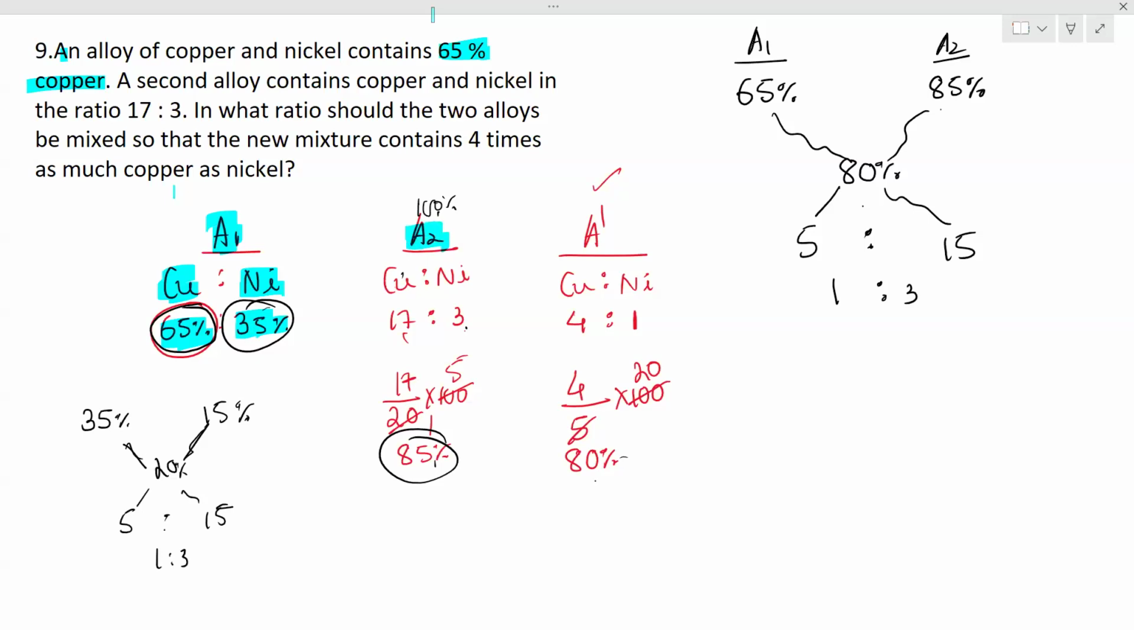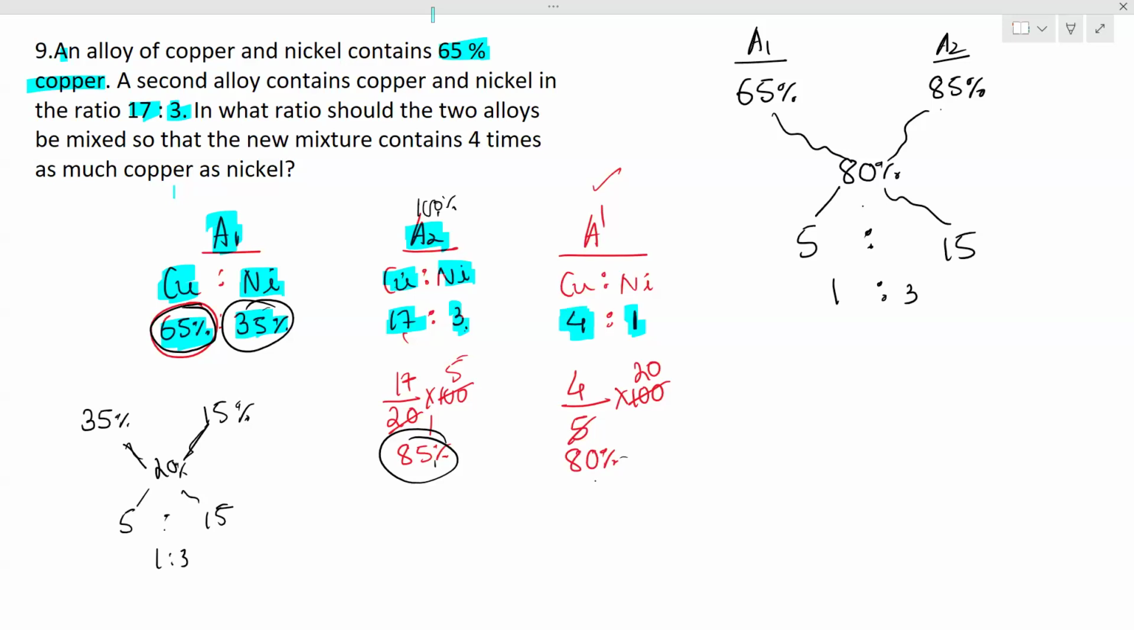There is another alloy. The name of that alloy is alloy 2, I'll write. And alloy 2 contains copper and nickel in the ratio 17 is to 3. He has mentioned it here. Second alloy, 17 is to 3, copper and nickel. In what ratio should the two alloys be mixed? These two alloys must be mixed in some ratio so that the new mixture contains 4 times as much copper as nickel.